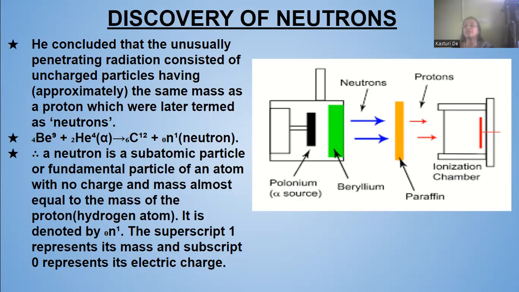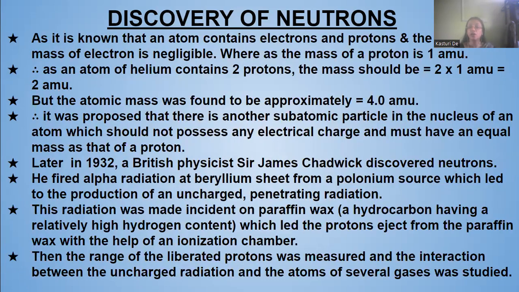This is the picture of the instrument James Chadwick used. This was the paraffin wax, in the ionization chamber. This is the beryllium sheet and the polonium source. From this polonium source, he bombarded the beryllium sheet, which produced some radiations, which were allowed to fall on the paraffin wax, and the paraffin wax started emitting protons, which were introduced inside the ionization chamber. The behavior of several gases was studied.